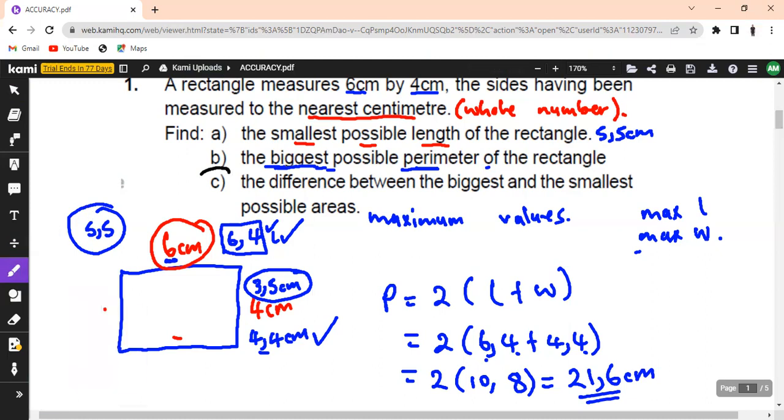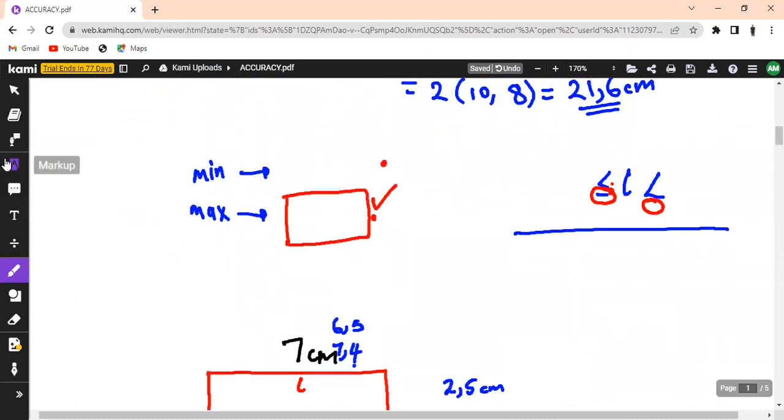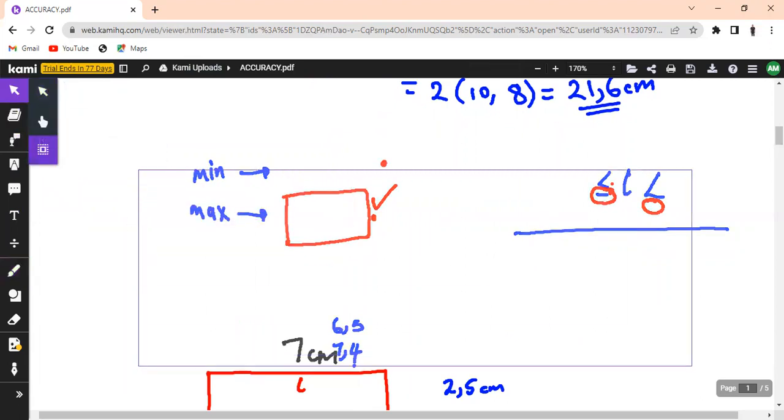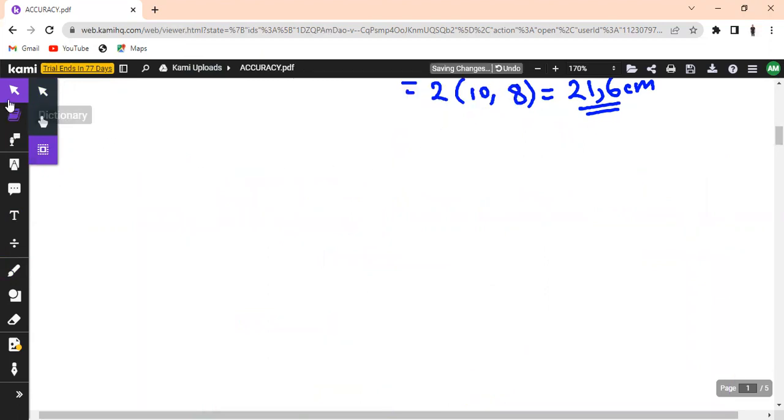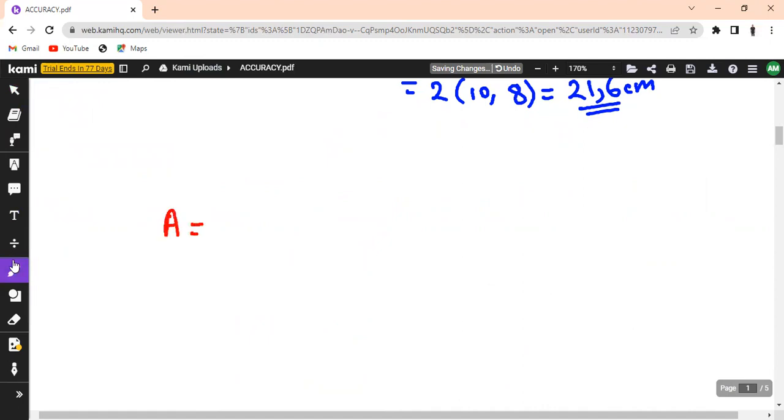In C, we are now given the difference. Take note, what we need here is the difference between the biggest and the smallest possible area. Now we are talking of area, not perimeter. So we need the biggest and the smallest. For the biggest, you use the biggest values, for the smallest, you use the smaller values. And you must know your formulas, guys. Remember the formula for area: the area of a rectangle is given by length times width.